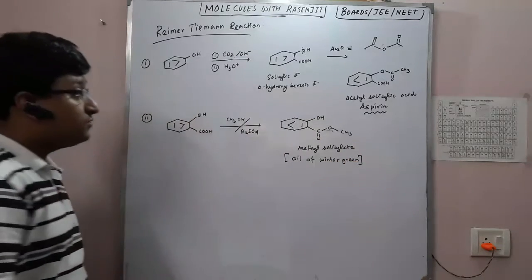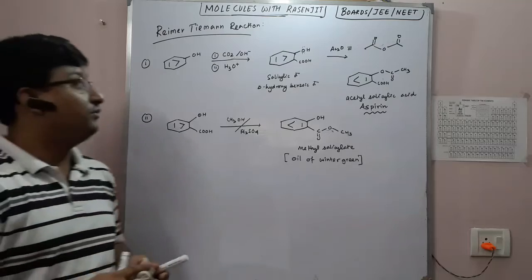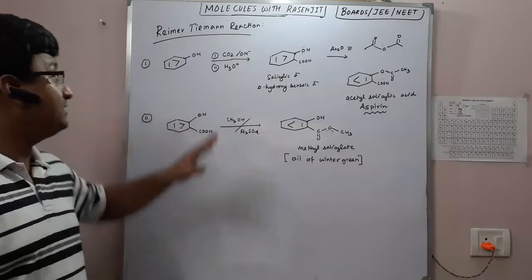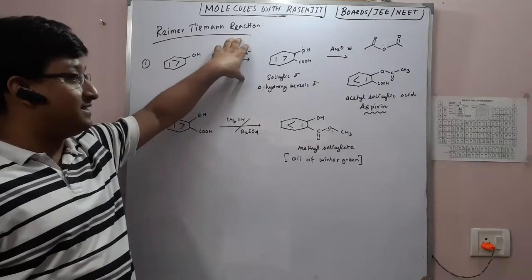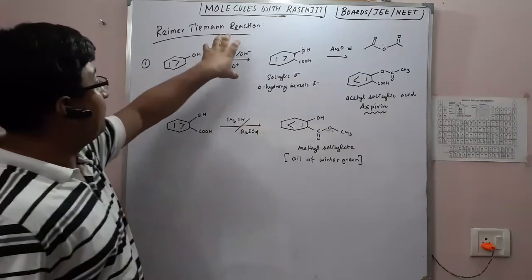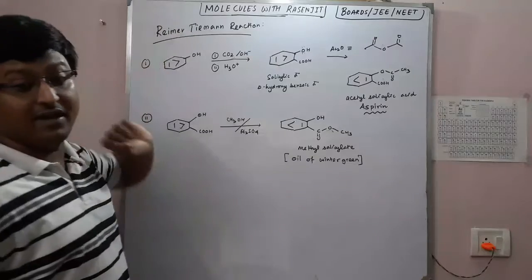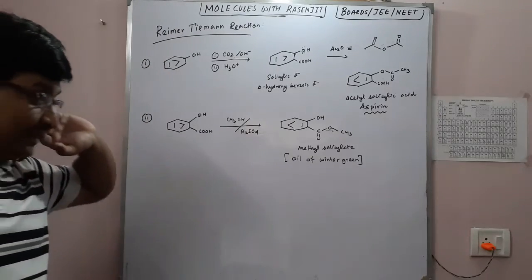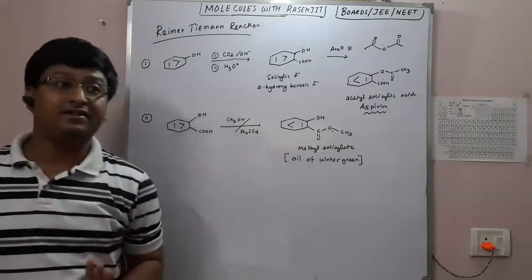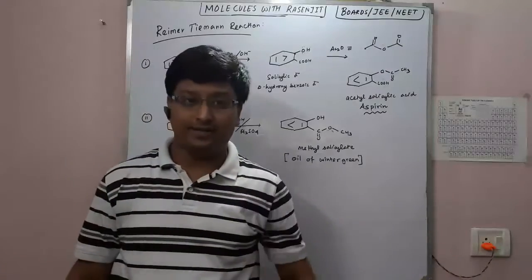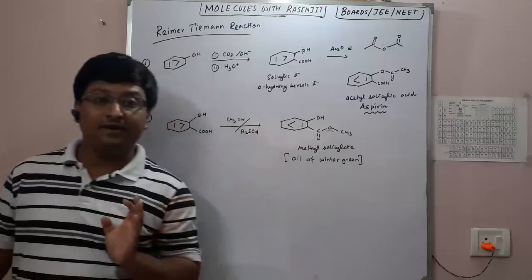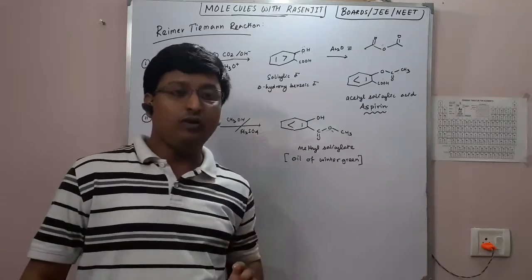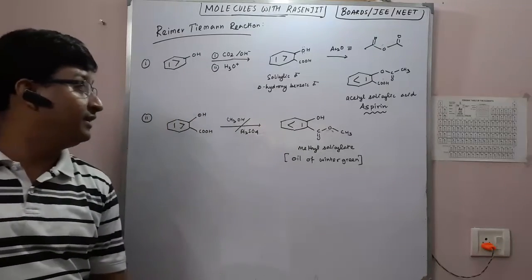So these two are the applications of the phenolic compounds, and this idea of the formation of acetyl salicylic acid, or aspirin, came from the idea of the Reimer-Tiemann reaction, and this makes the Reimer-Tiemann reaction so important. So this is all about the mechanism of the Reimer-Tiemann reaction and the two applications of the derivatives of the phenolic compounds.